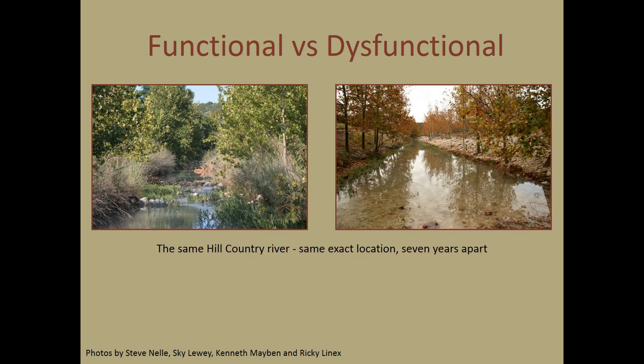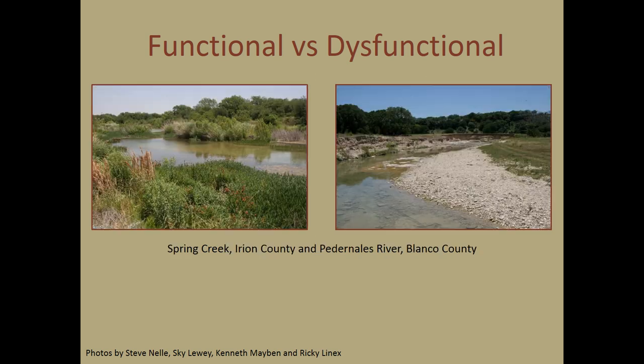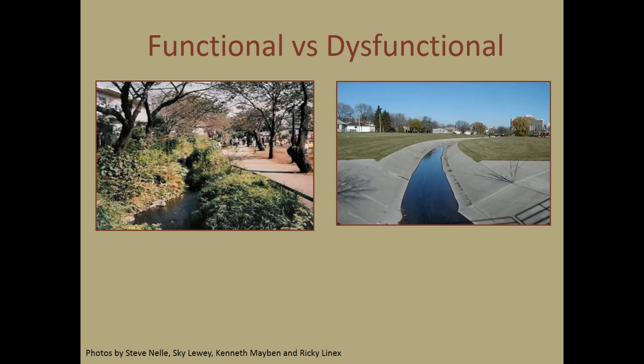And here you can see the same exact location 7 years apart. Management can make a huge difference in functional condition and value production. By now, you're probably beginning to see some of the things that constitute the difference between functional and dysfunctional riparian conditions. That same seeing can help decipher the presence of functional and dysfunctional riparian condition even in urban settings.